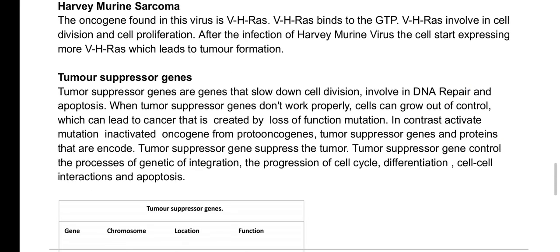The oncogene found in this virus is V-H-RAS. V-H-RAS binds to GTP.